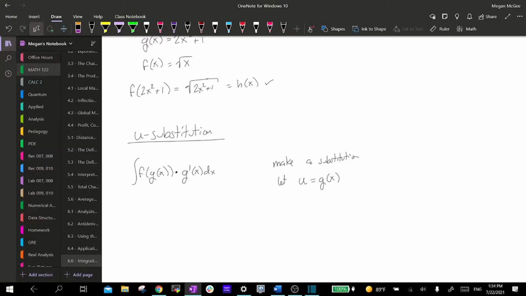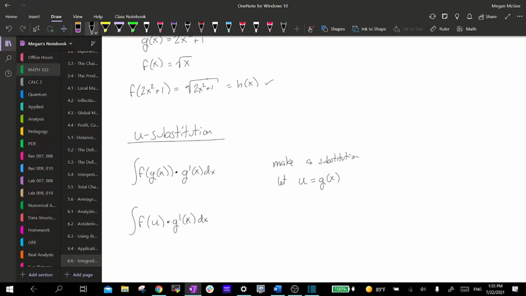That's because we were trying to take the integral with respect to q, and all the variables have to match. So if we say let u equal g of x, we're going to plug in u for everywhere we see a g of x. So we just get f of u times g prime of x dx. Now we have mixed variables. We have a u in there with an x, and we're trying to take the integral with respect to x, so that's not going to work.